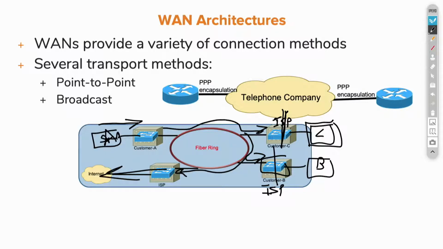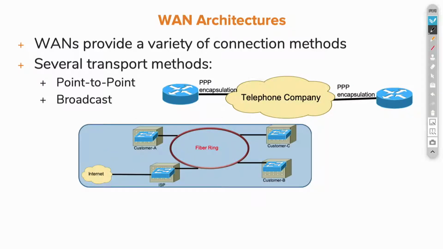But it's still called a broadcast-based WAN because every device that's physically connected to it is seeing everything. It just so happens that in most cases, the devices connected to this type of WAN are owned by a service provider. They're just placed in different buildings and sort of leased out or rented out to different customers.